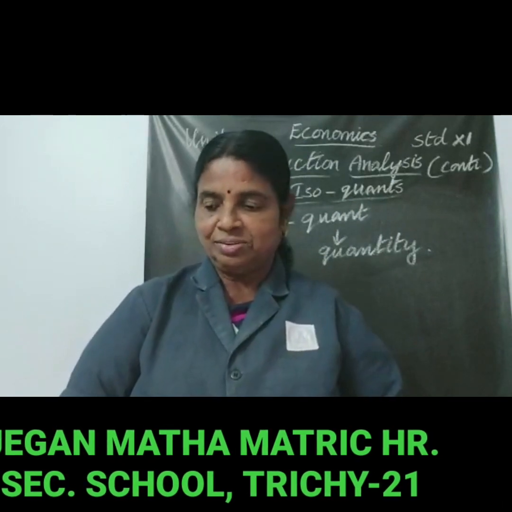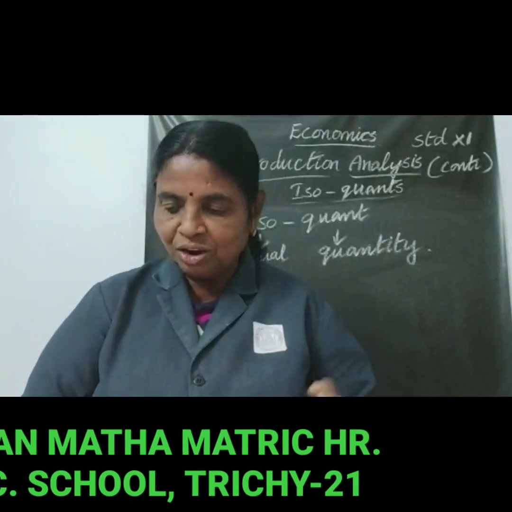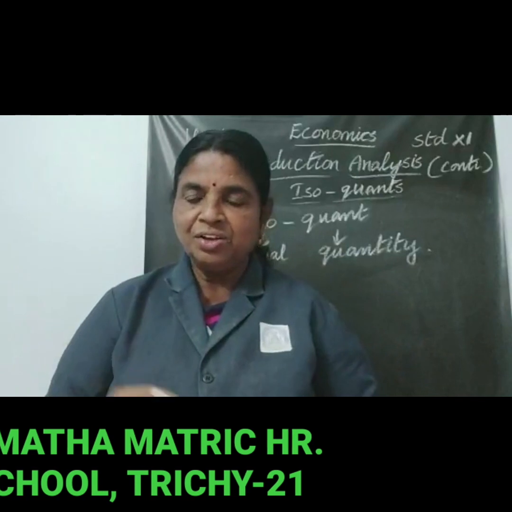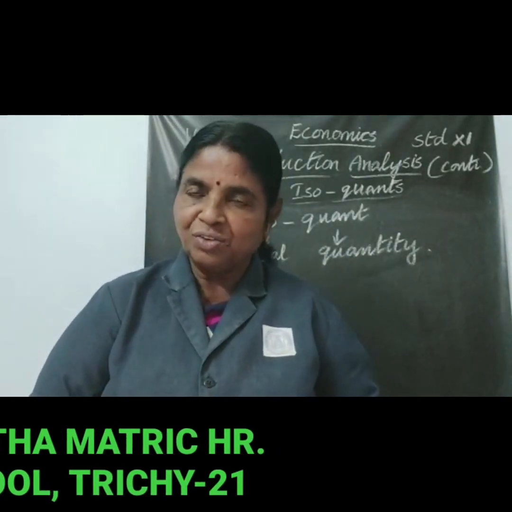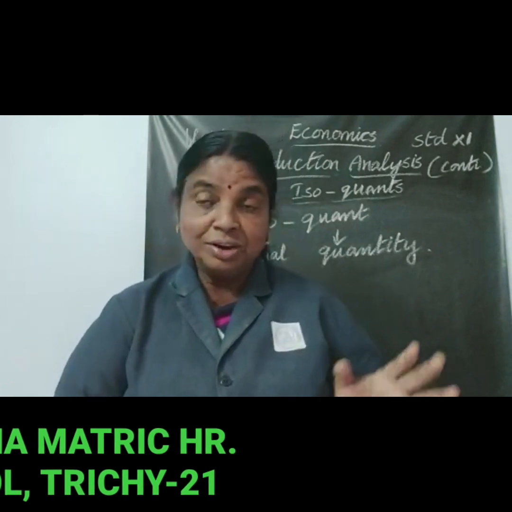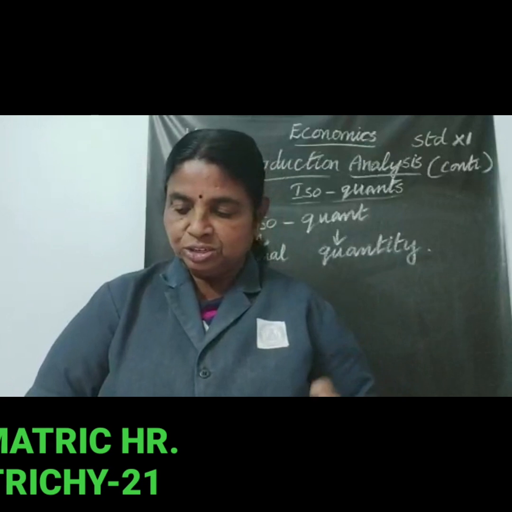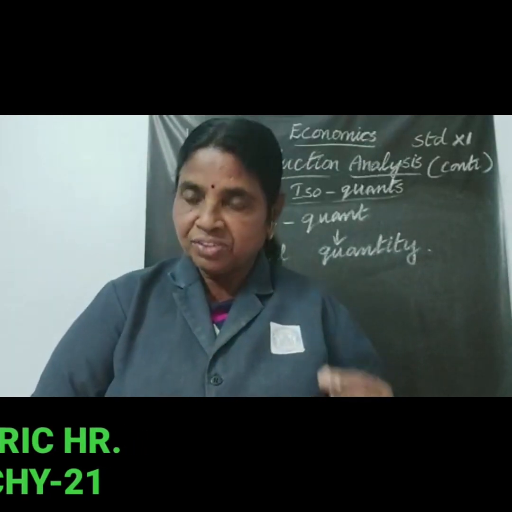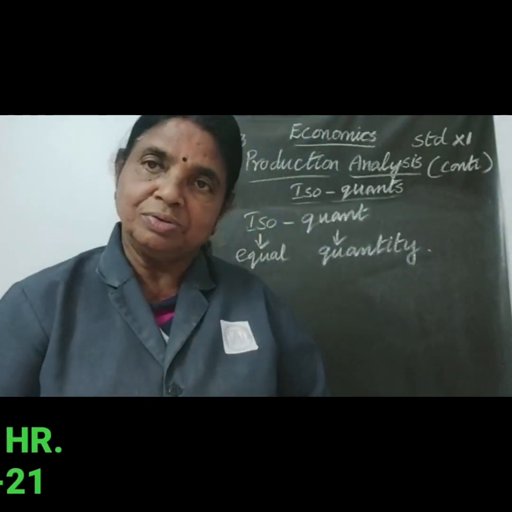According to Ferguson, an isoquant is a curve showing all possible combinations of inputs physically capable of producing a given level of output.